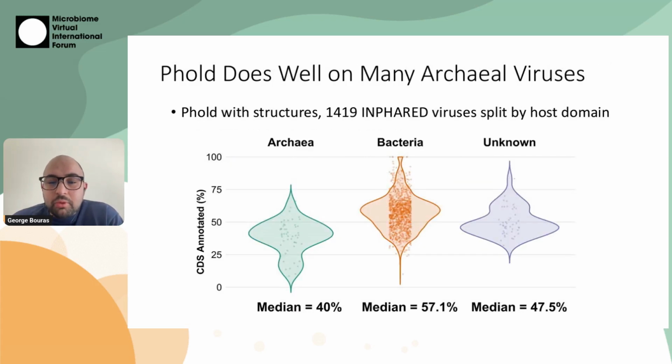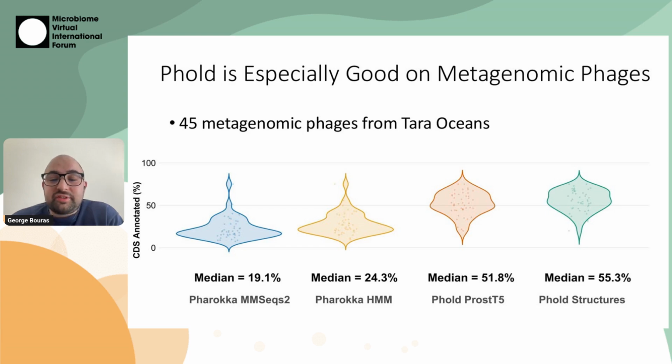I'm not really an expert in archaeal viruses, but Phold does pretty well. On average, about 40%, which I've been told is about as good as it gets for archaeal viruses too. So if you have them, give it a go. But I would say Phold is the best on metagenomic phages because of the sensitivity that structural comparisons provide. For example, on some Tara Oceans phages, Pharokka can get around 20% to 25%, Phold gets above 50%.